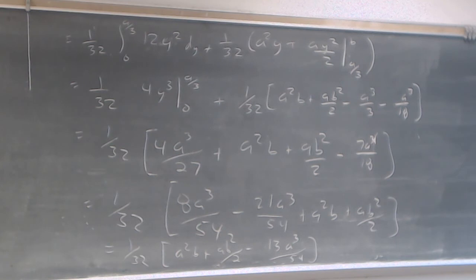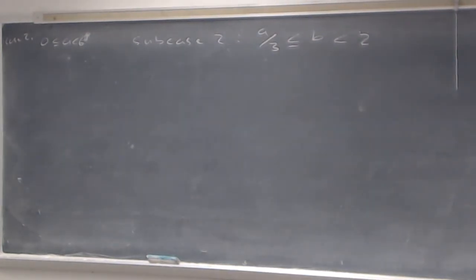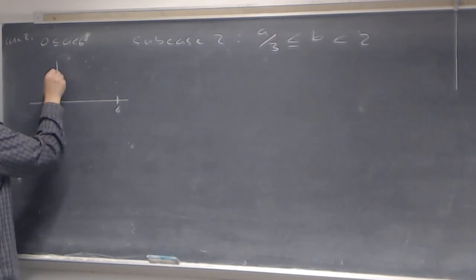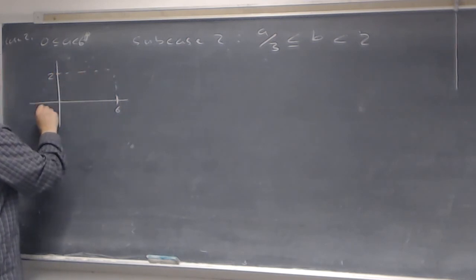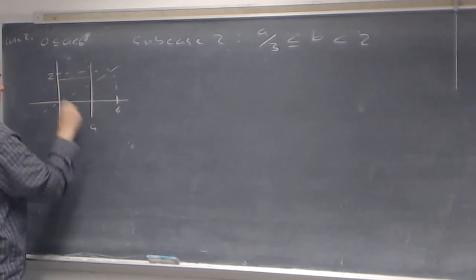So I'm going to leave some of the work that I had up here on the previous panel, just a little bit of it. This is what the case is. So we're looking at this subcase. Again, our picture is this. Okay. So here's our A, here's our B.